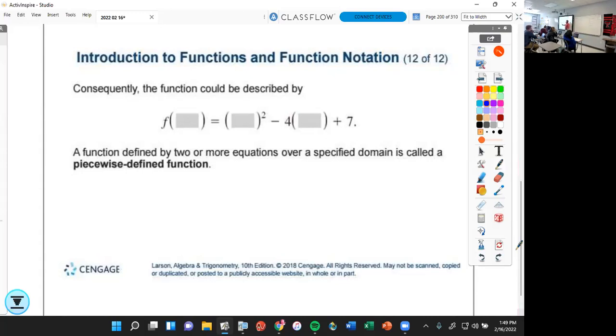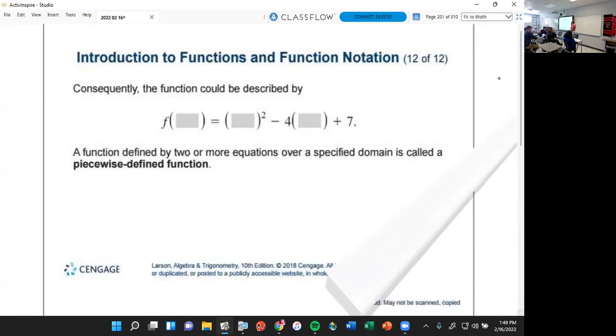You remember piecewise functions? Okay, so we didn't like piecewise functions. We're gonna make a little visit to them real quick.